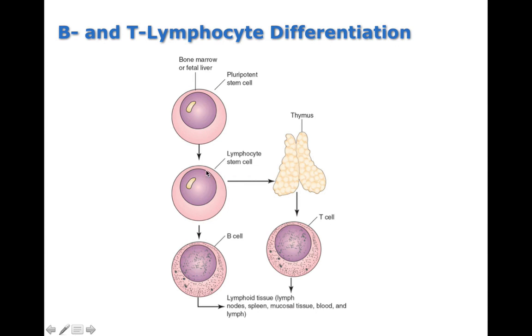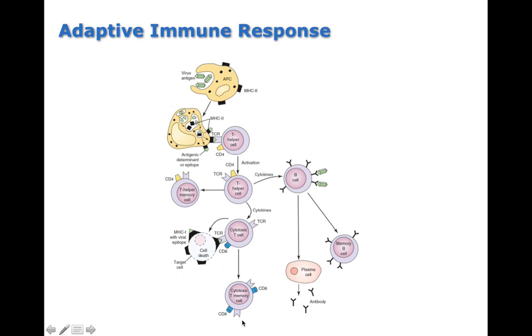And then T cells, these lymphoid stem cells, if they move to the thymus, they can differentiate into T cells, which again are another type of lymphocyte. They're also part of your specific and adaptive immune response. And like the B cells, they can hang out in your lymph nodes, spleen, mucosal tissue, and they can circulate in blood and lymph. Now, what this slide is showing here is essentially how the adaptive immune response can work.